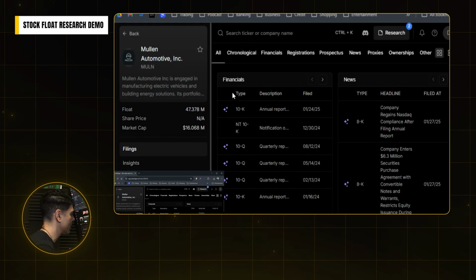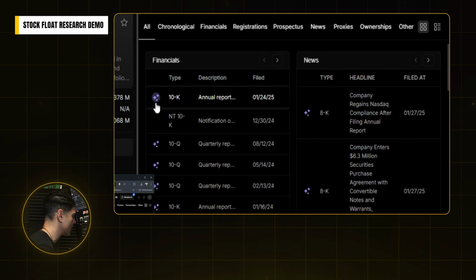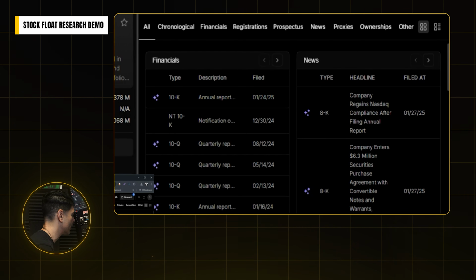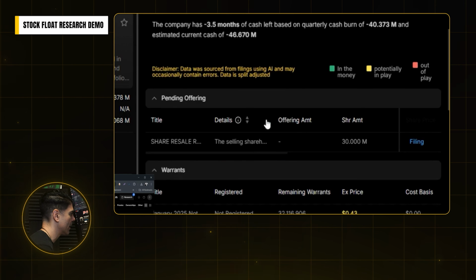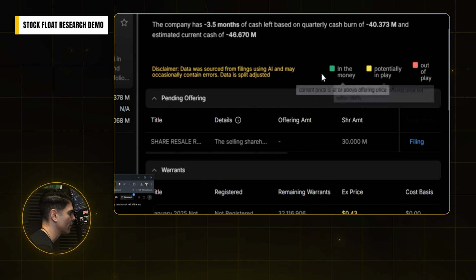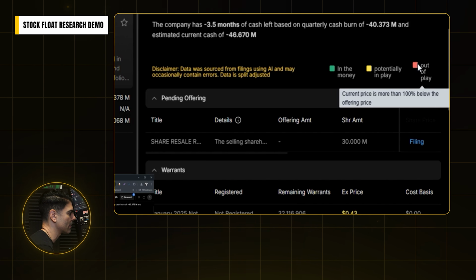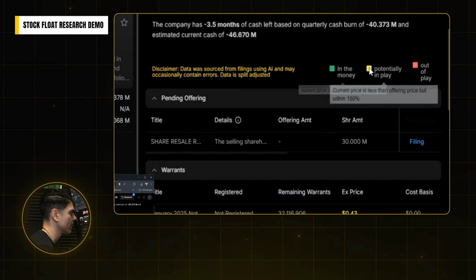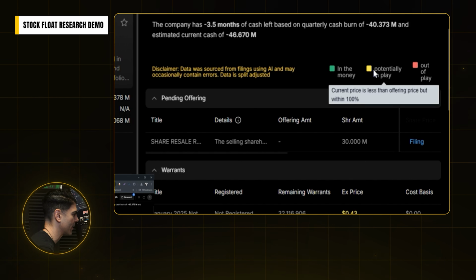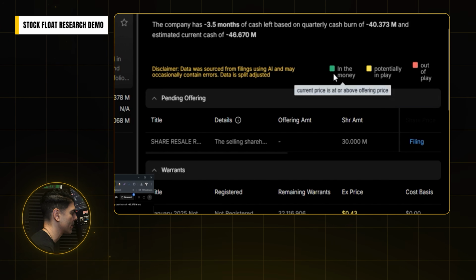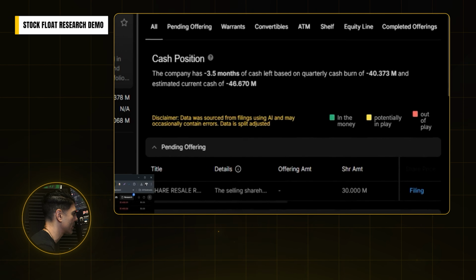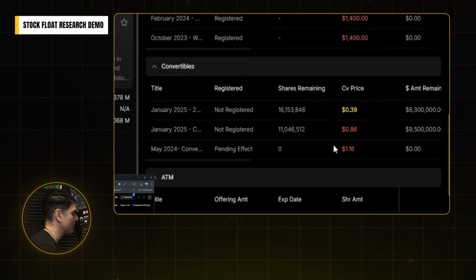Anyways, as you can see here, these little stars right here summarize the filings, which are very, very helpful. And over here you can see the current dilution, with color codes showing whether it's in the money, potentially in play or out of play. Green, yellow, red. Red is not in play. Green is ready to go, and yellow is within range, but not there yet. It's very helpful to have it color coded, because we traders need to think quickly and be efficient and precise.